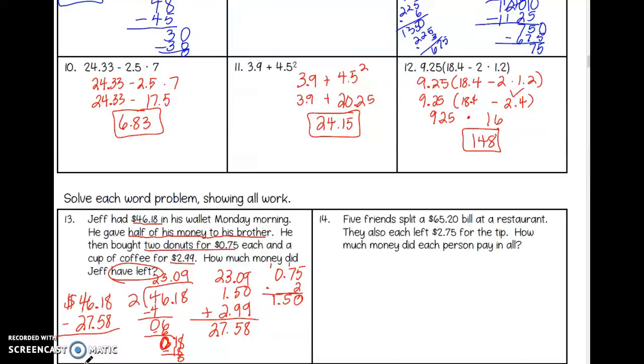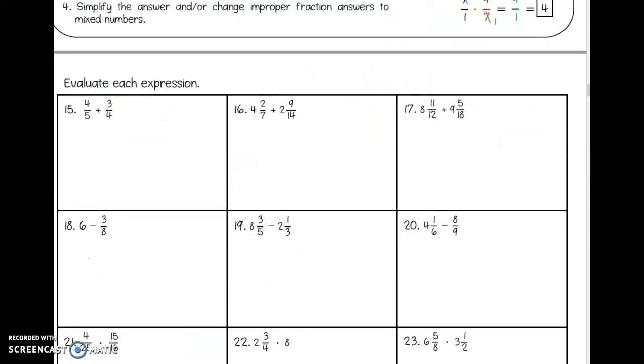Okay, so did you get your answer? 18.60. Now how much money did Jeff have left? We've got to put a dollar sign in front of this. $18.60. Check that with your answer key. Correct. He spent a lot of money. He did. Okay, we are going to go to number 16.